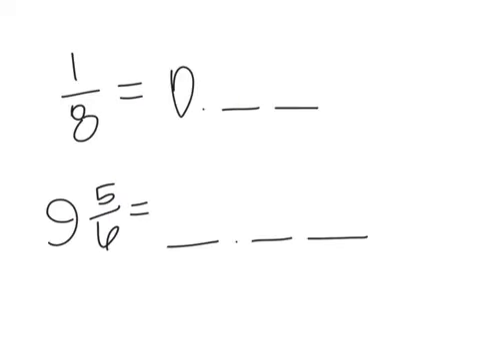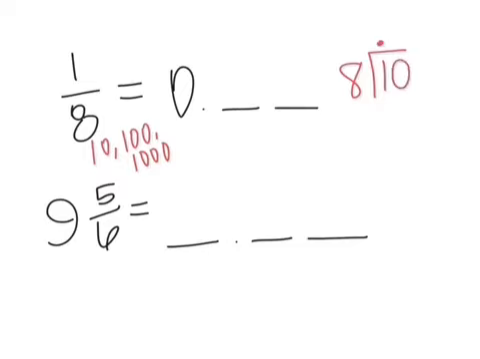Okay, so if I have 1/8, I know that I can't turn 8 into a 10, I can't turn it into 100, and I cannot turn it into 1,000. So I'm going to have to divide. 1 divided by 8. 8 does not go into 1, so I add a decimal and a 0. Can 8 go into 10? Once. So when I subtract, I get 2.